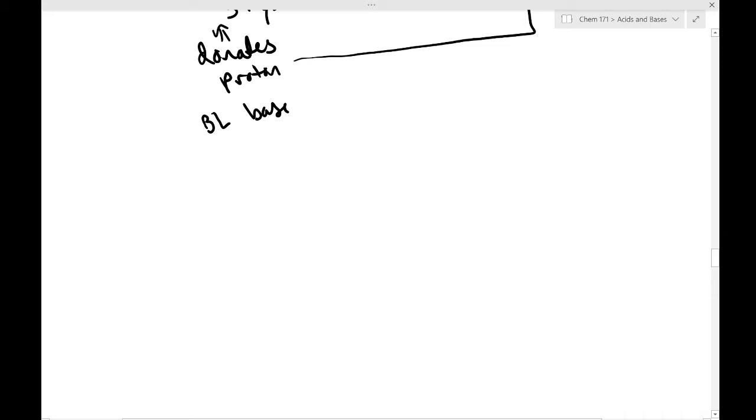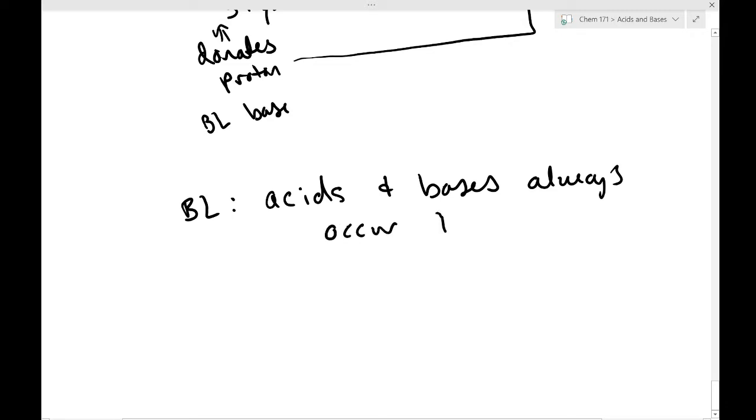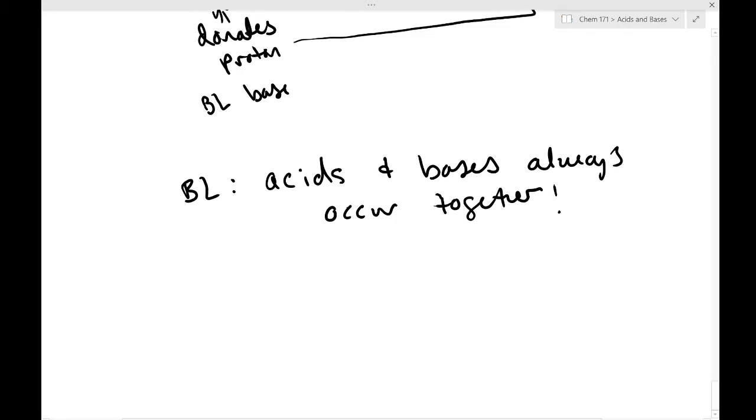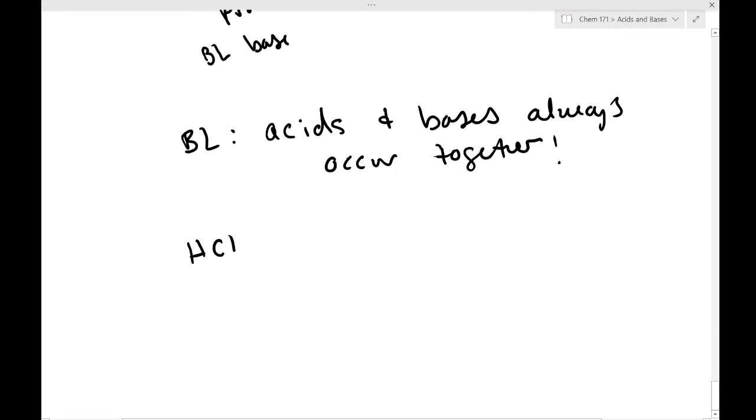According to the Bronsted-Lowry definition, acids and bases always occur together. Okay, this makes sense, right? If you have one species that's donating a proton, you have to have another species that's accepting the proton. And vice versa is also true. If you have a species that's accepting a proton, you have to have something else giving you the proton in the first place. Now, let's take a closer look at this reaction we have above.